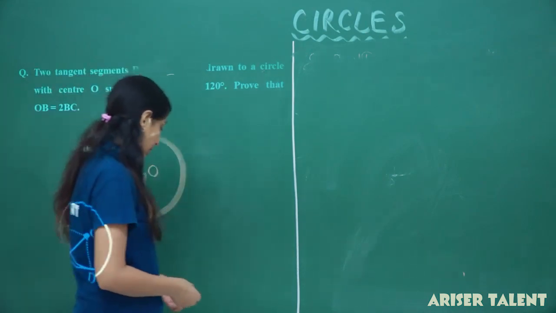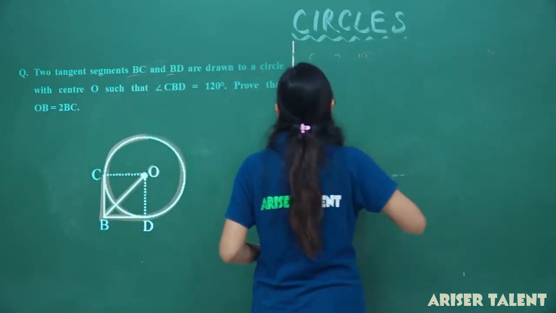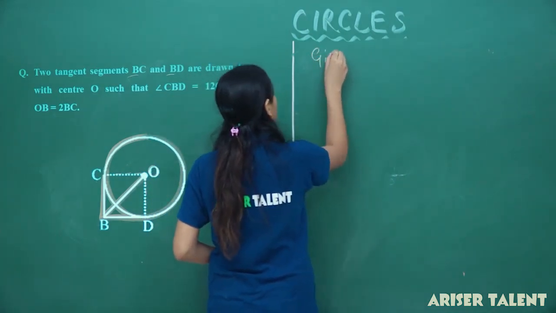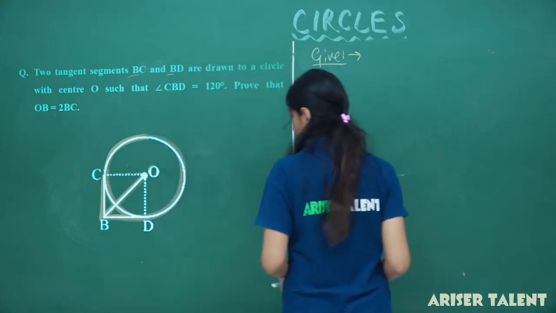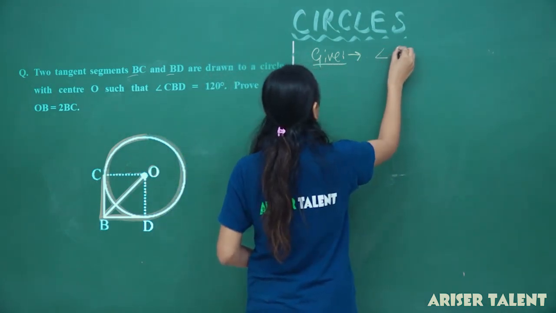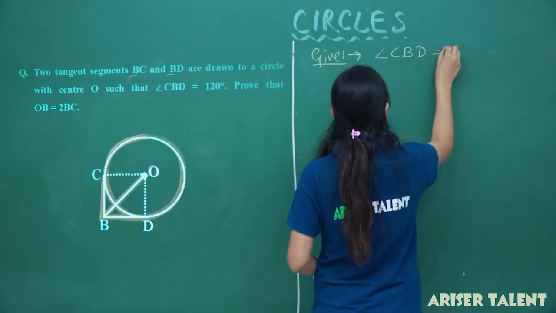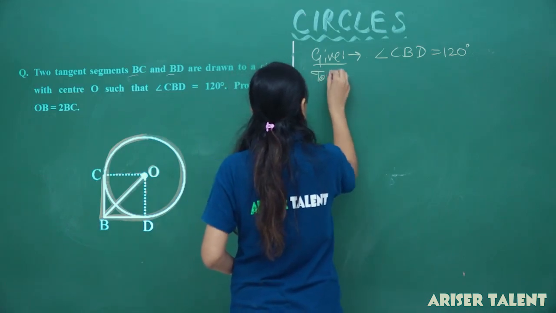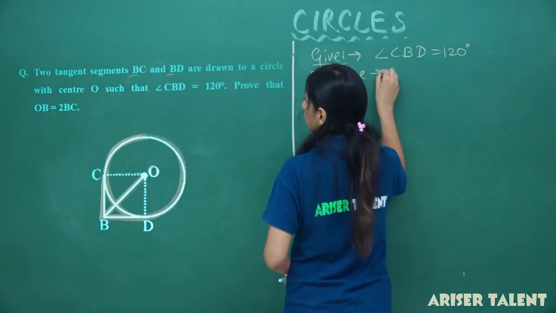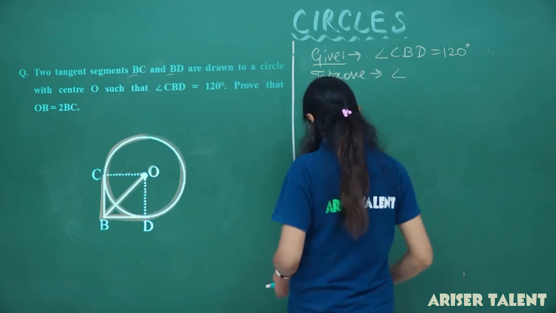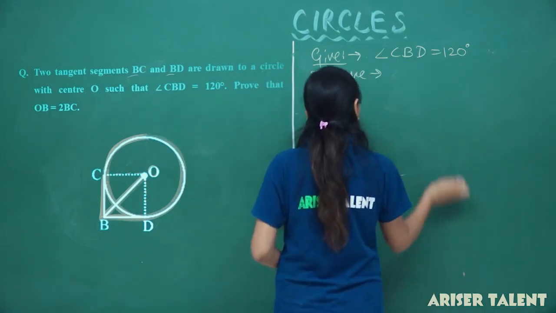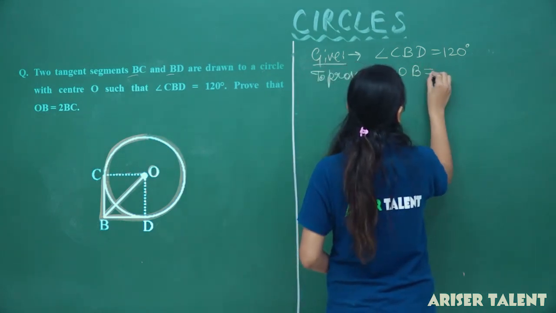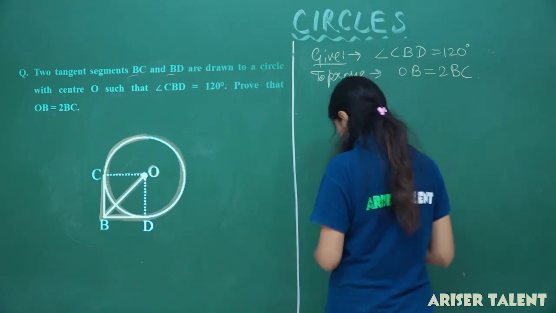Right. So, can I write all the given things? If I take the given parameters, I can write angle CBD equals 120 degree. Right, students? What I have to prove? I have to prove that, no, it is not angle, it is about OB. So, I have to prove that OB equals 2BC. Right.